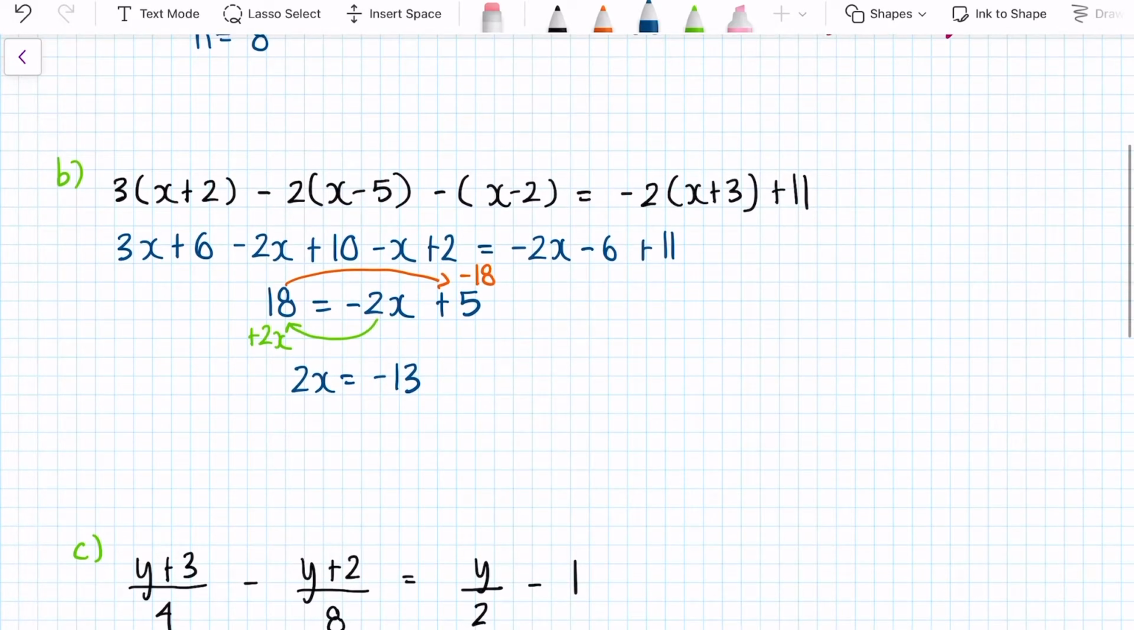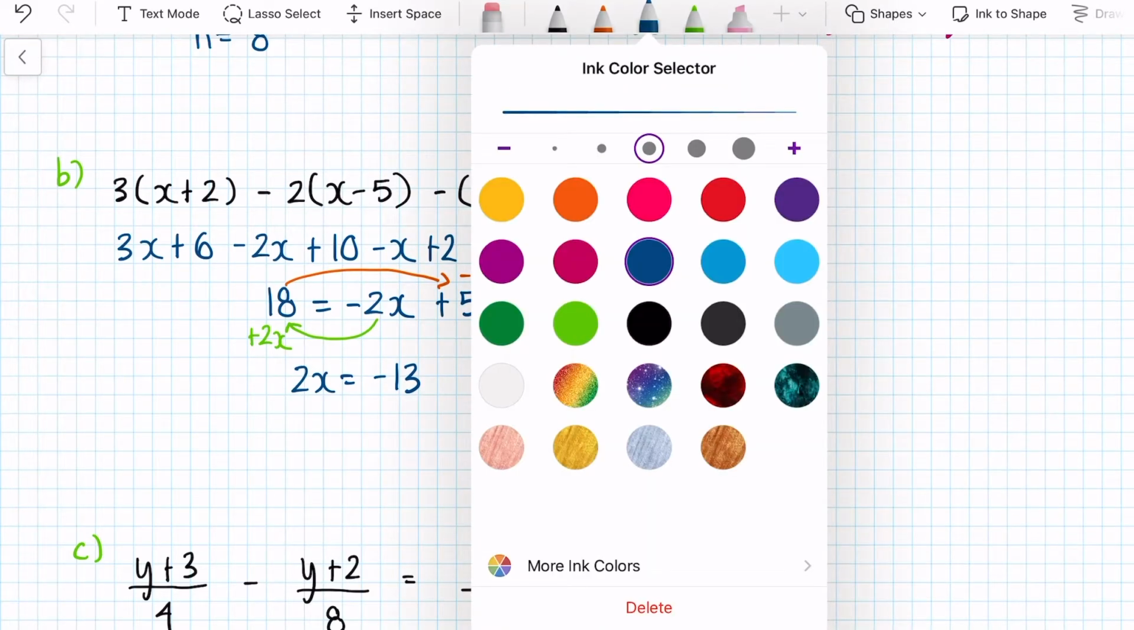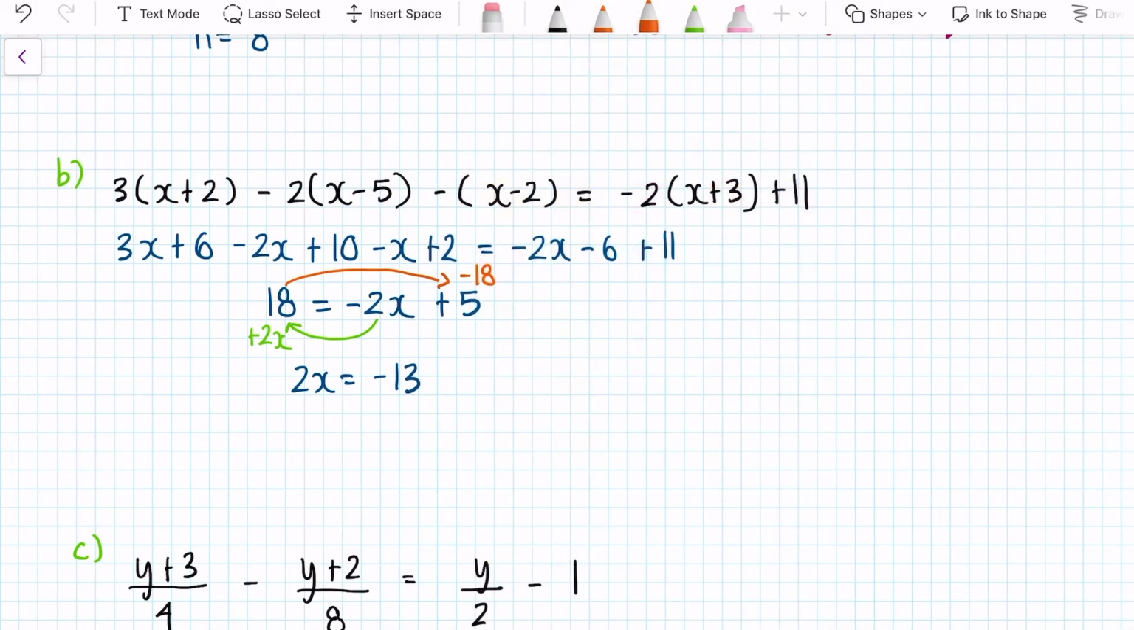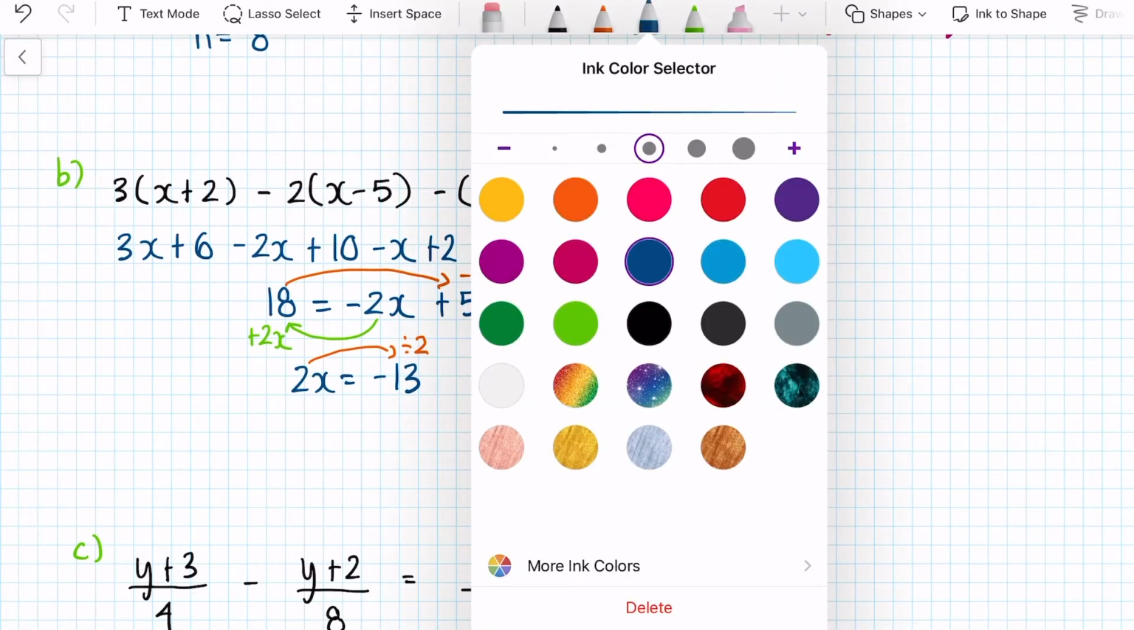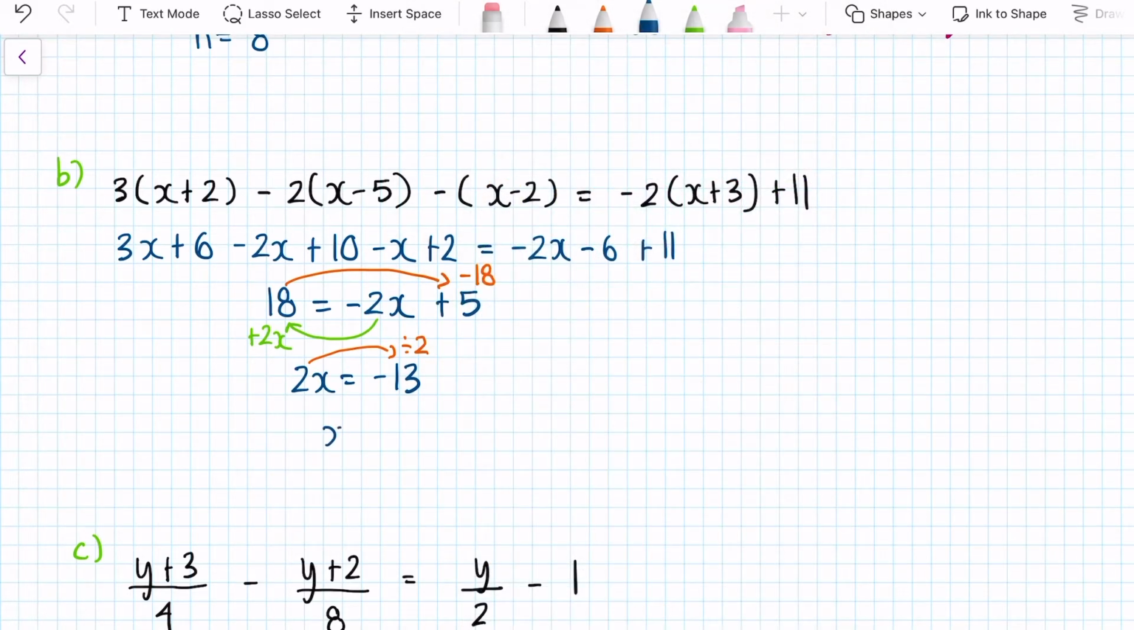And here we have 2x. We don't have x yet. We now need to divide by 2. So when we divide by 2, we're going to get negative 13 over 2. Do not give me mixed numbers. Do not give me decimals. Leave it as an improper fraction, okay?